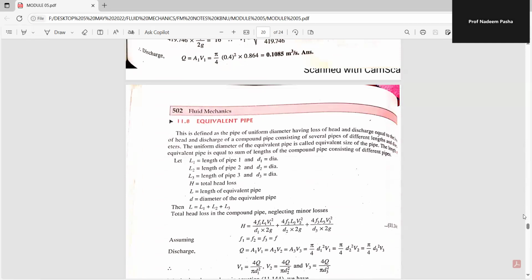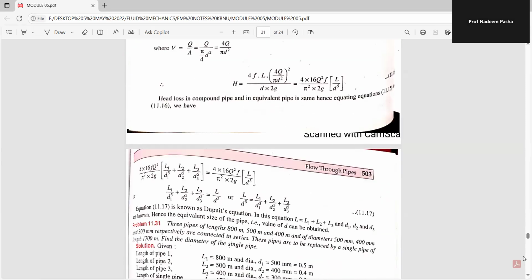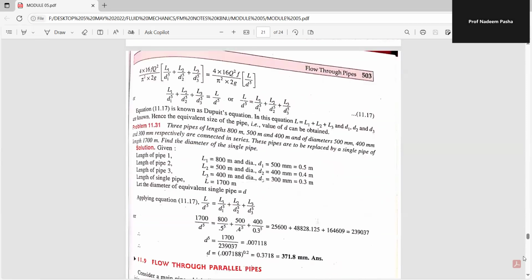So if the pipes are connected end to end, then you can calculate the loss of head due to friction using the equivalent pipe. The length and diameter of this equivalent pipe is similar to the addition of the different pipes connected end to end. So this equation is also known as Dupuit's equation. That is L by D raised to 5 is equal to L1 by D1 raised to 5 plus L2 by D2 raised to 5 plus L3 by D3 raised to 5.